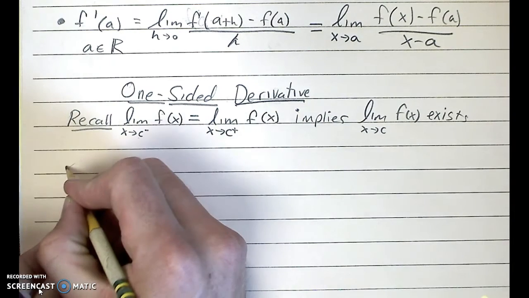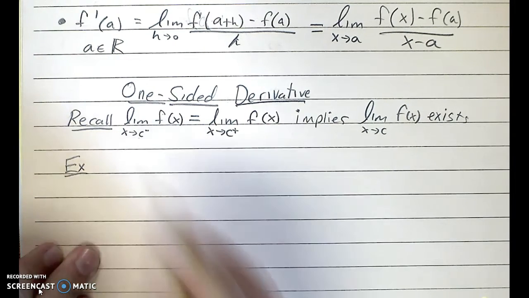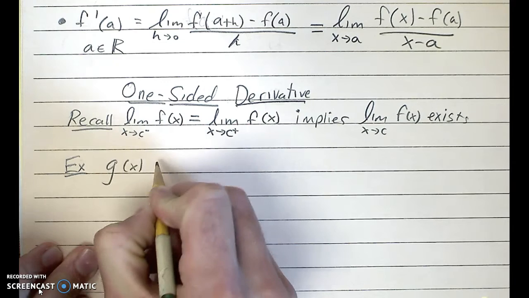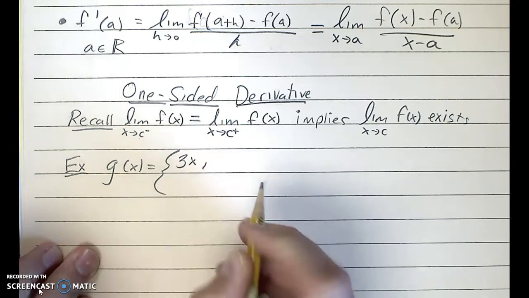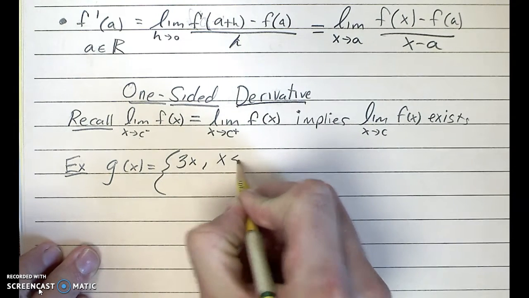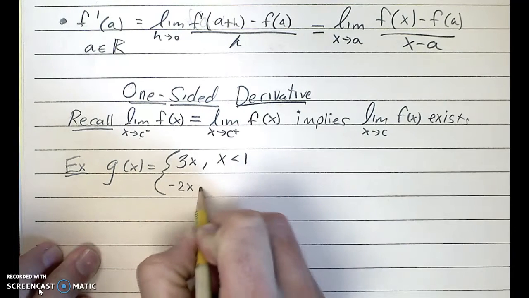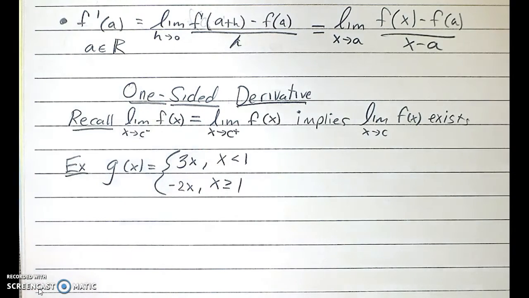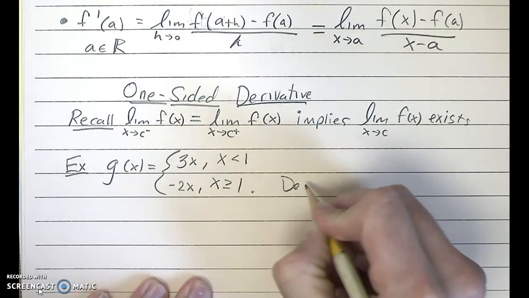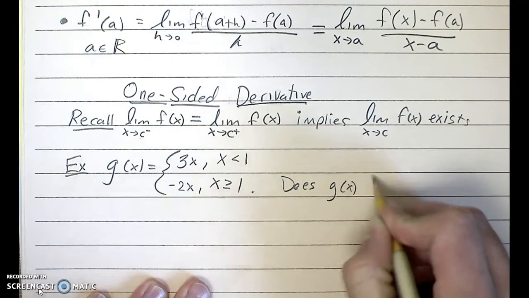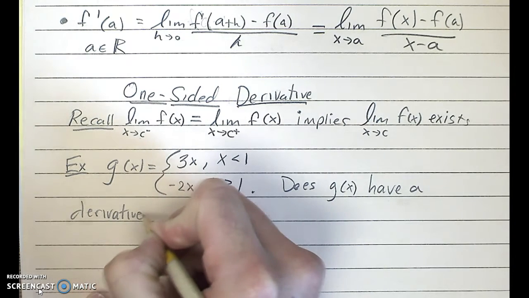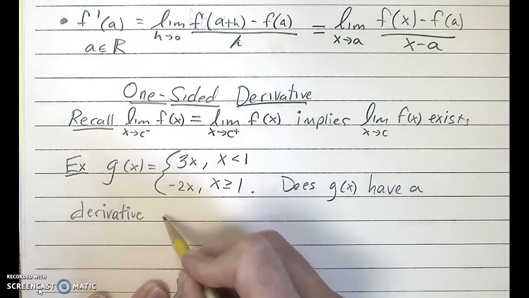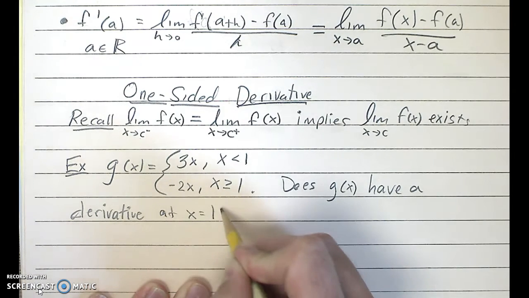That comes up in several examples, but one example might be a simple piecewise function where we'd say g of x is equal to 3x when x is less than 1, and it's negative 2x when x is greater than or equal to 1. Okay? And you might see questions like, does g of x have a derivative at x equal 1?